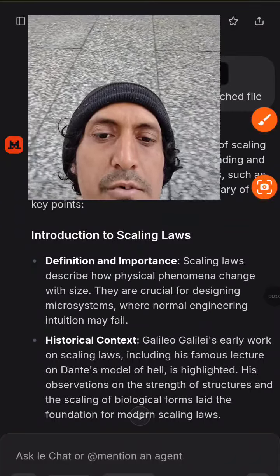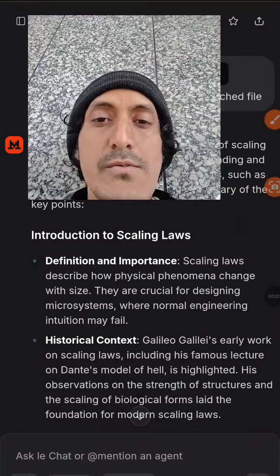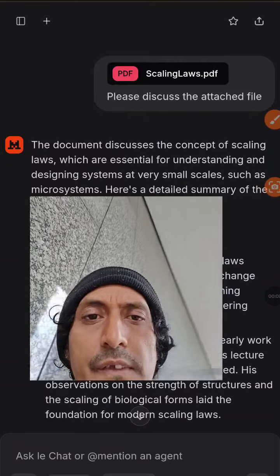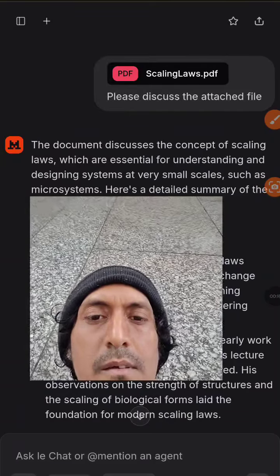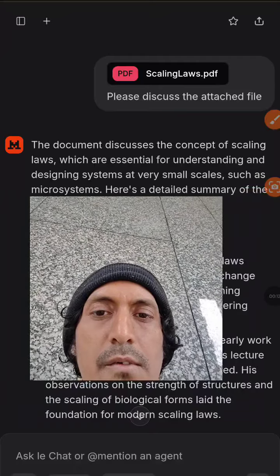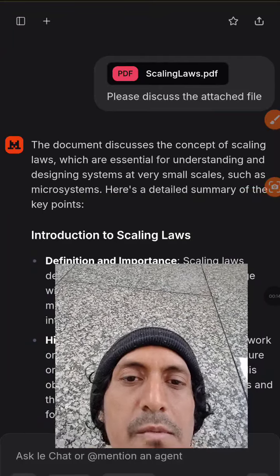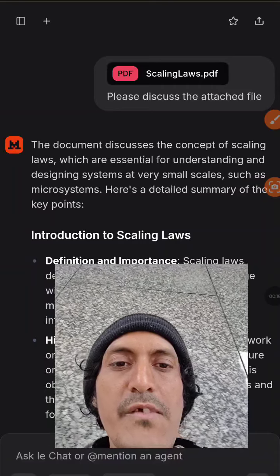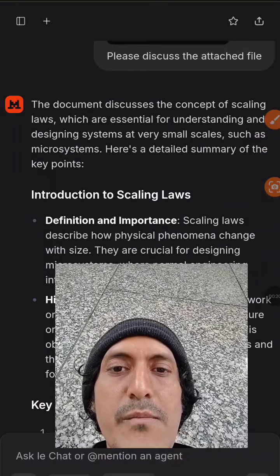Hello. Good morning. We're going to look at this lecture on scaling laws. This document discusses the concept of scaling laws, which are essential for understanding and designing systems at very small scales, such as microsystems.